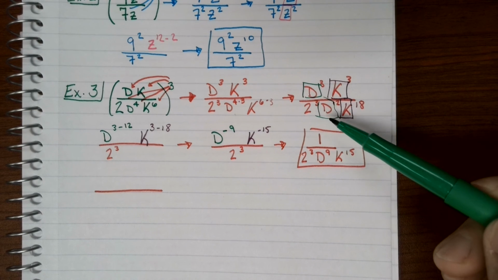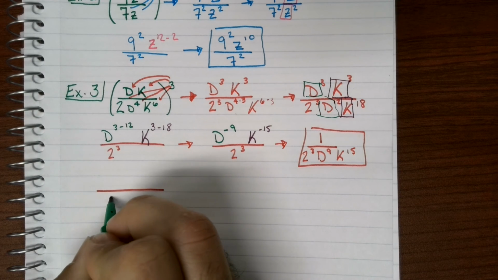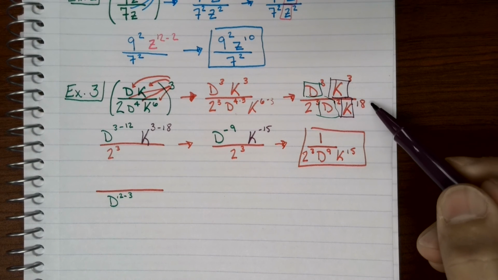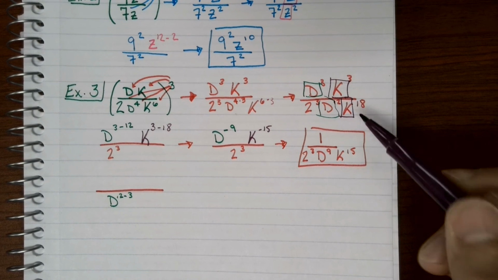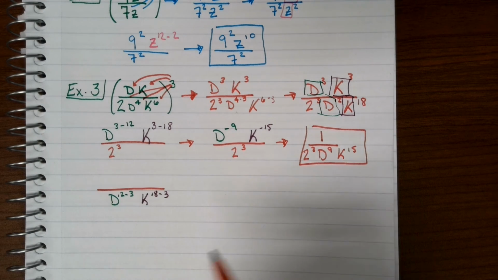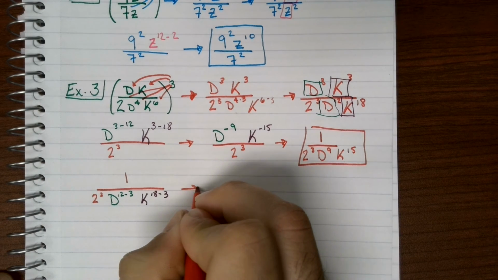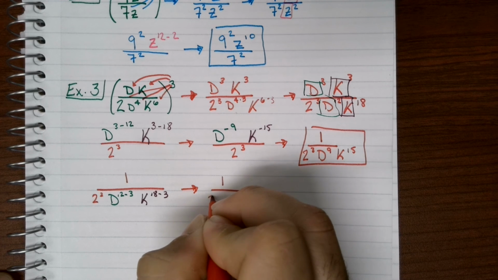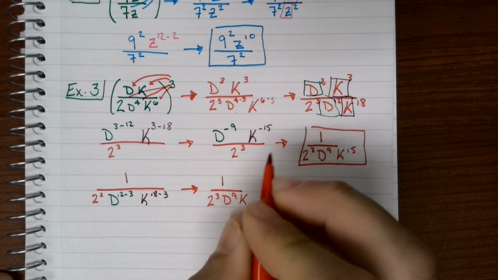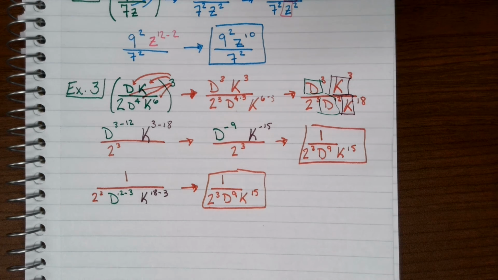if you look up here, d to the 12th in the denominator, 12 is bigger than 3. So I'm going to have d to the 12 minus 3. K, 18 is bigger than 3. I'm going to leave the k in the denominator and do 18 minus 3. And then I bring the rest. 2 to the third, I know this up here will be a 1. So once I subtract, I get 1 over 2 to the third, d to the 9th, k to the 15th. Same exact answer, two different ways to look at that.